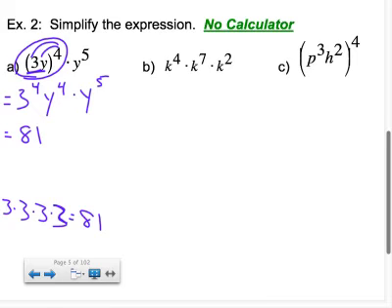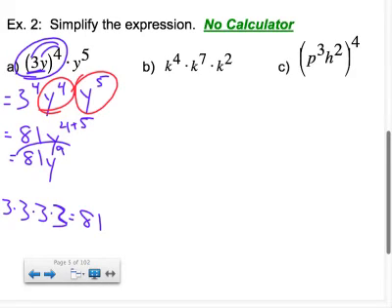And now what you have here is two things with the same base. You have y to the 4th, y to the 5th. I can combine those, and remember the way that you combine them is you add your exponents. So it's 81 y to the 9th power.